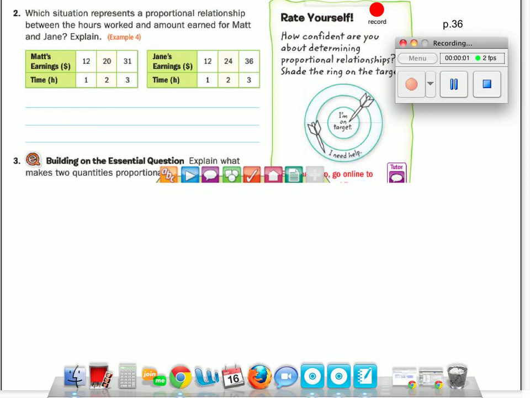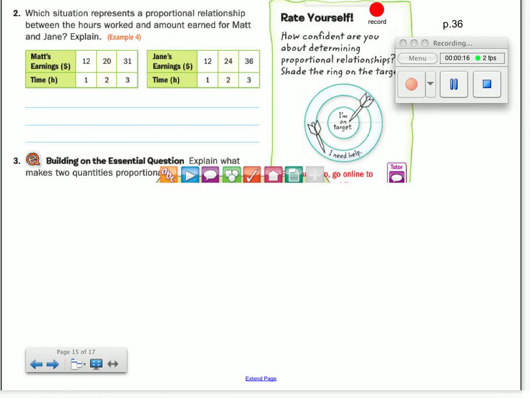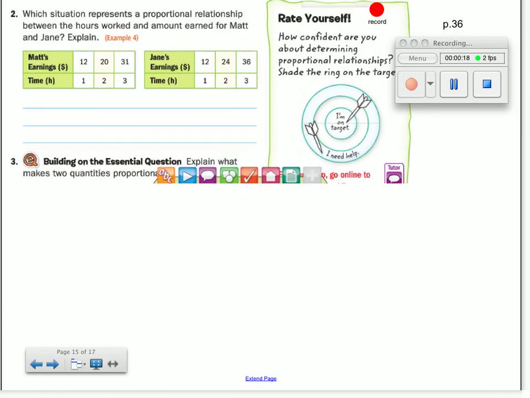Okay, so the question that we're going to work on is number 2. It says, which situation represents a proportional relationship between the hours worked and the amount earned for Matt and Jane? Explain. So what I've been asking students to do is to set these up as a proportion and then reduce.